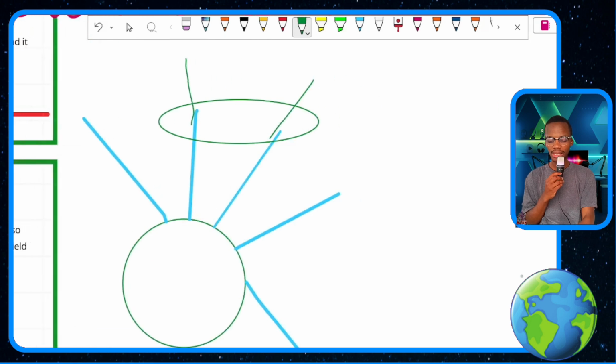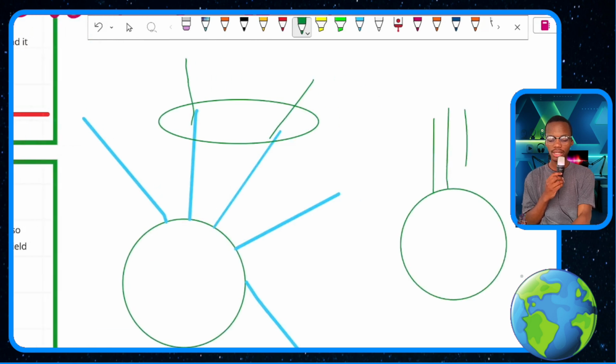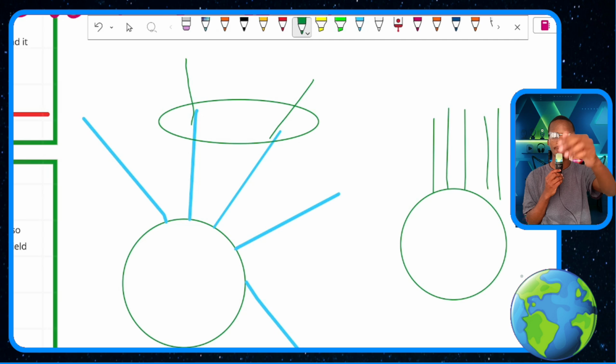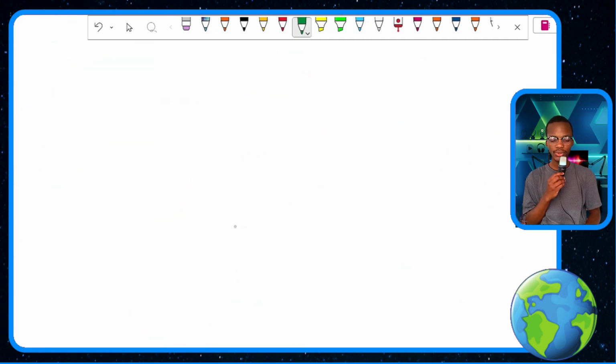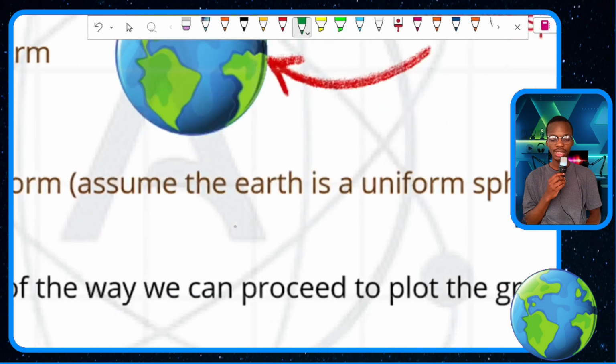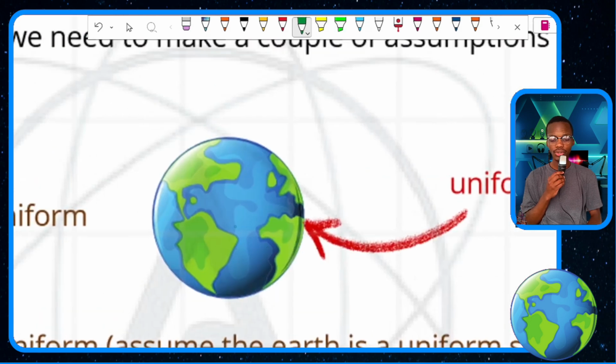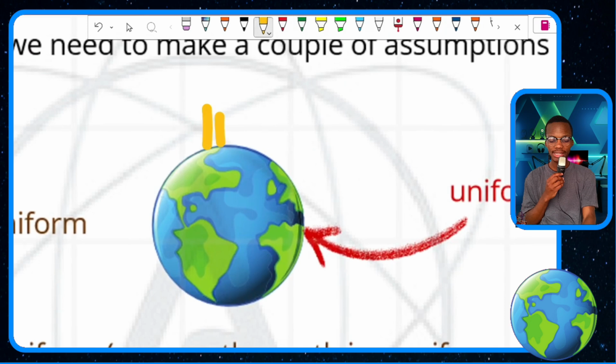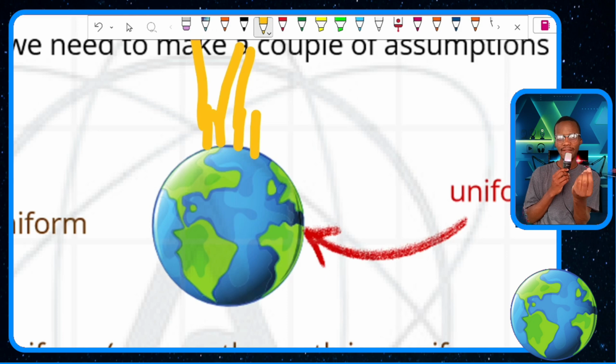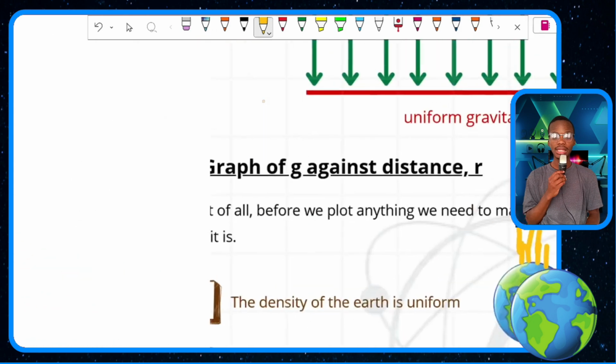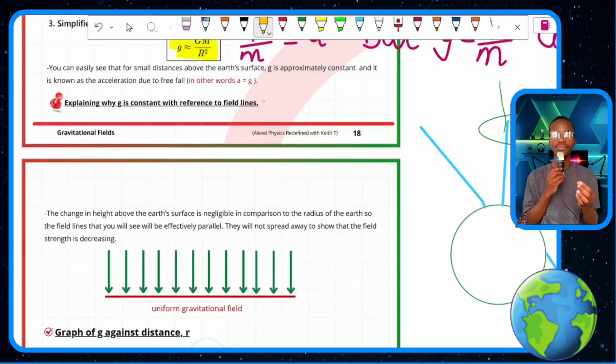But if your field lines are like this on the surface, effectively parallel, it means the field strength is the same throughout as you go above. If you were to zoom in on the Earth's surface, you're going to see effectively parallel lines on the surface of the Earth, but then they start diverging as you get further and further away from the Earth. As you zoom out, you see that they're actually diverging, but at the surface, they seem to be effectively parallel. So that's how you can see that close to the Earth's surface, the value of g is basically the same.